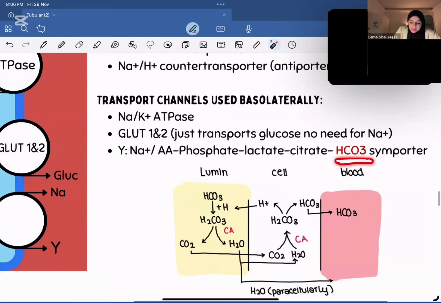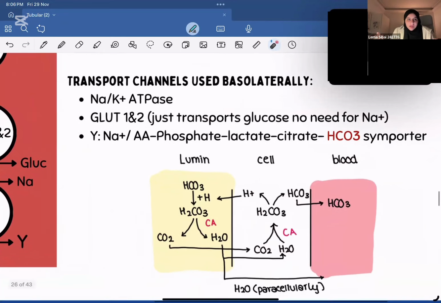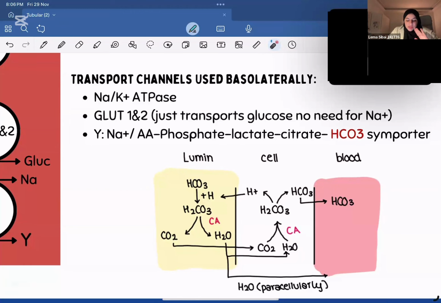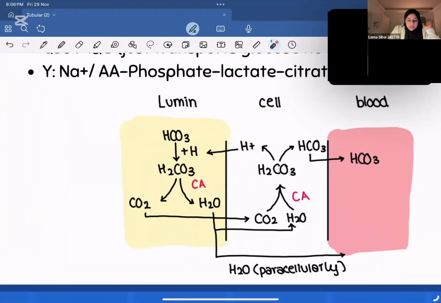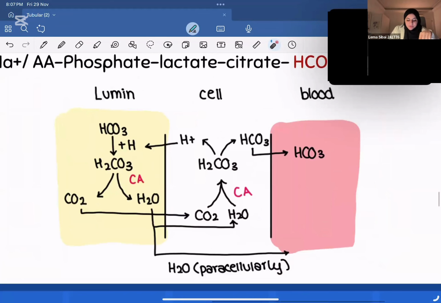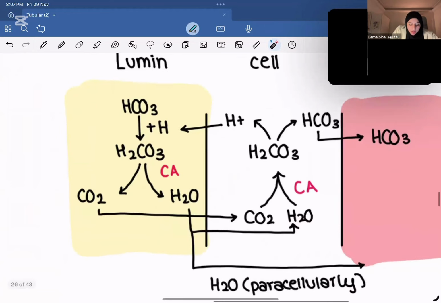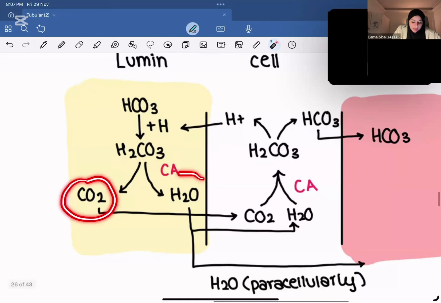However, I added something, and this is bicarbonate. Now, where did this bicarbonate come from? Dr. Angelica didn't explain this, so I'm going to explain this. I'm not too sure if you've taken this concept before, so I'm going to explain it. Now, when bicarbonate is filtered through the Bowman's capsule and into the tubular lumen, bicarbonate cannot move into the cell by itself, okay? So what does it do? It accompanies and merges with hydrogen, and it turns into something called carbonic acid. And carbonic acid then is split into CO2 and water.